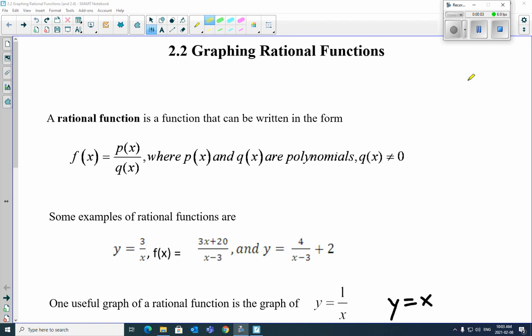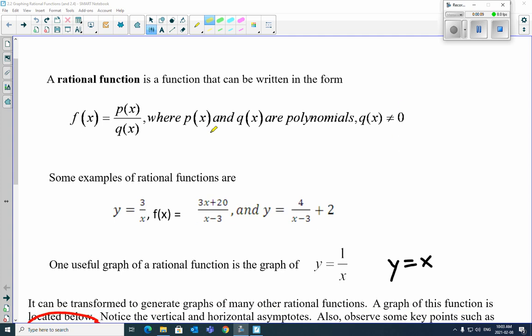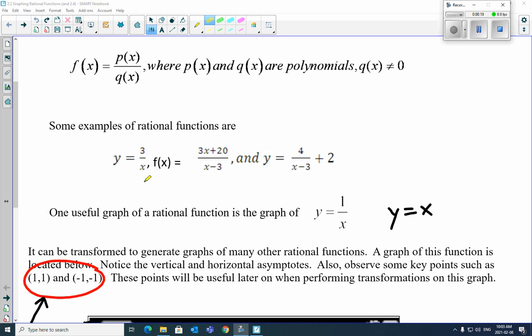2.2, graphing rational functions. So rationals, you remember from grade 11, are, well, there's examples right here, where you have a polynomial on top, polynomial on the bottom. The only difference is the bottom, or the denominator, polynomial cannot be equal to 0, right? Because then we get undefined. So these are some rational functions here, right? 3 over x, 3x plus 20 over x minus 3, and 4 over x minus 3 plus 2. So there's lots of different versions.